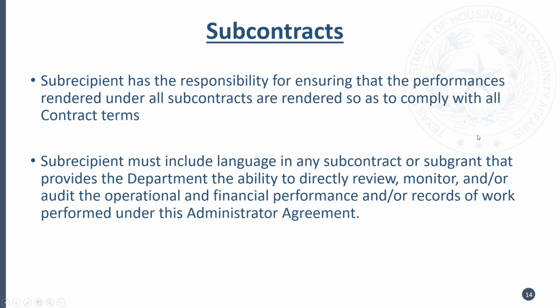So subcontracts, the next couple are about subcontracts and subawards. I know some of you are going to be doing that, so be sure to ask any clarifying questions in the question box. This language is pulled directly from the contract. The subrecipient has the responsibility for ensuring the performance rendered under all subcontracts are rendered so as to comply with the contract terms. Basically, your subcontractors need to follow what's in your contract, and if you create a contract with them, be sure to go through this one. All sections are marked where a subaward or a subcontract need to include those sections.